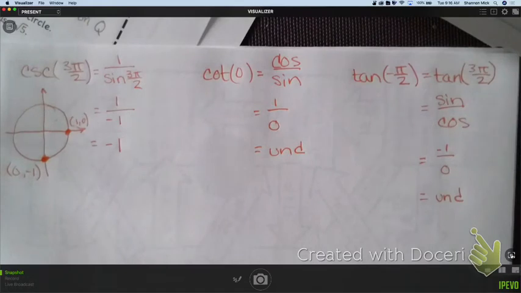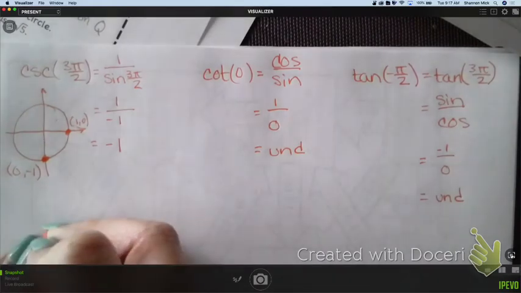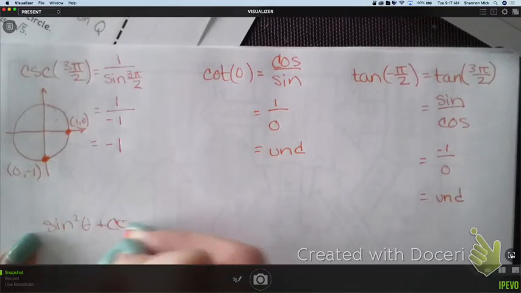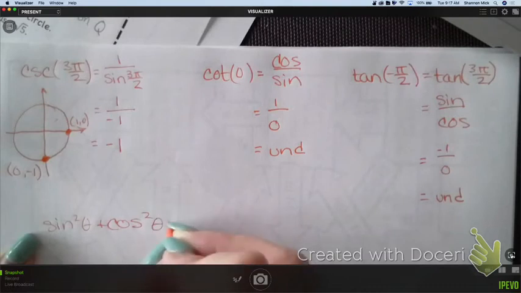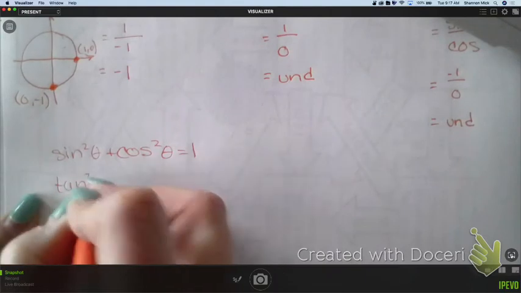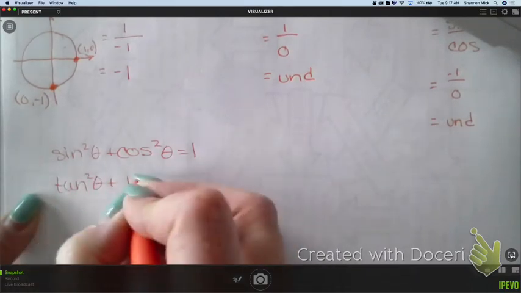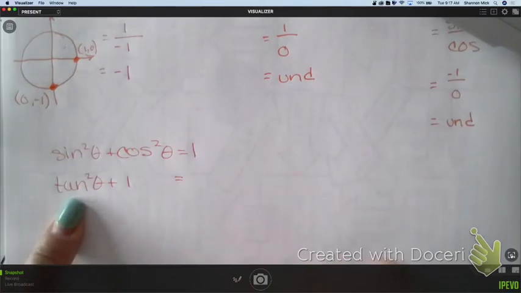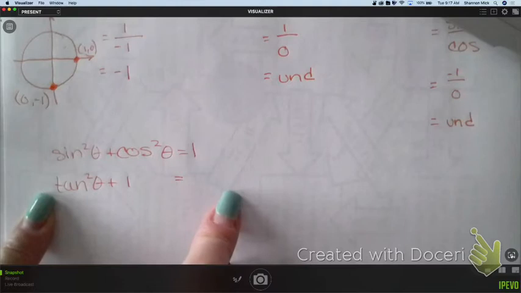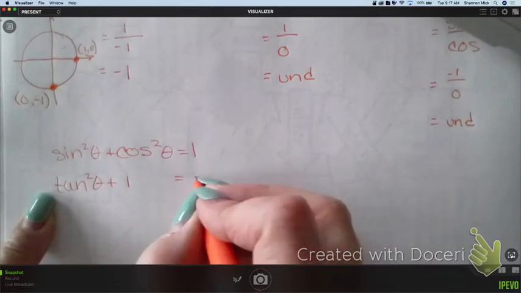Oh, what are the Pythagorean ones? Sine squared plus cosine squared equals 1. And then tangent squared plus 1 equals secant squared. What's in the denominator of tangent? Cosine. So what other function has cosine in the denominator? Secant.